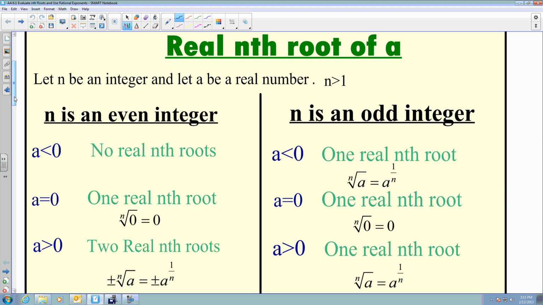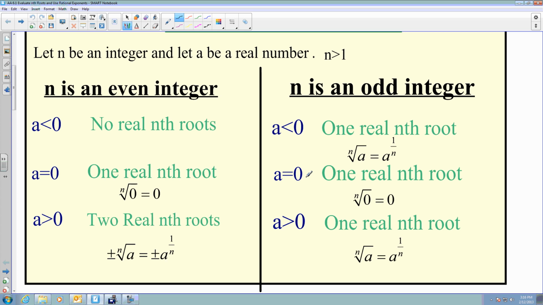If we're looking for real nth roots, the first thing we have to do is determine whether n is even or odd. If it's even, we must write our conclusions with plus or minus in mind. If it is odd, we don't necessarily have to do the plus or minus. We can just solve accordingly.